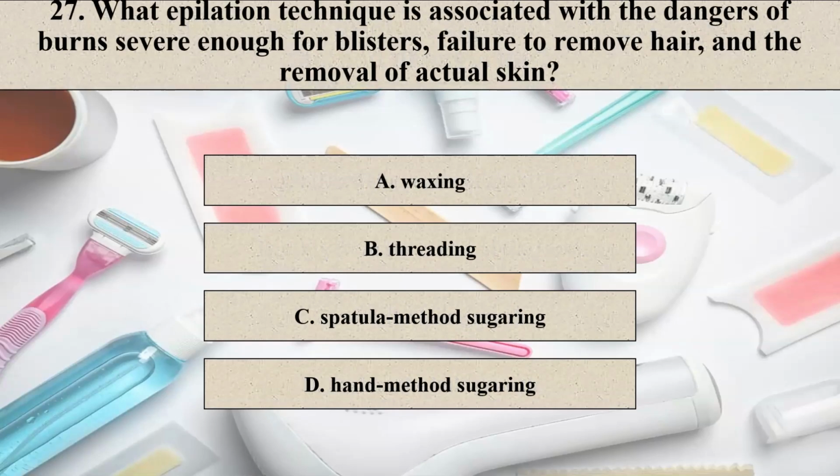If you chose C, with the hair growth, you are correct. What epilation technique is associated with the dangers of burns severe enough for blisters, failure to remove hair, and the removal of actual skin? Is it waxing, threading, spatula method sugaring, hand method sugaring?